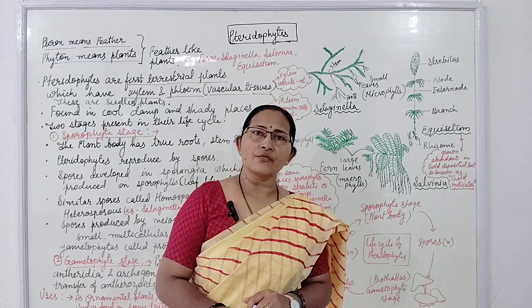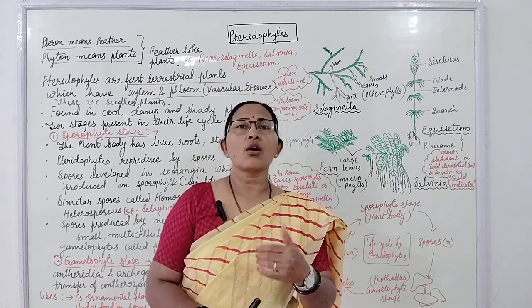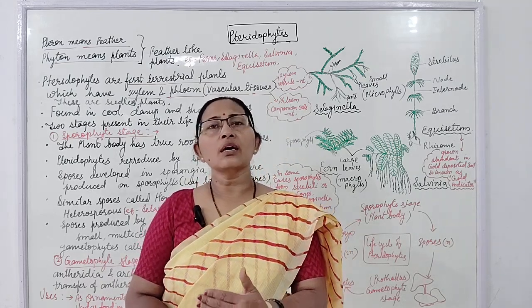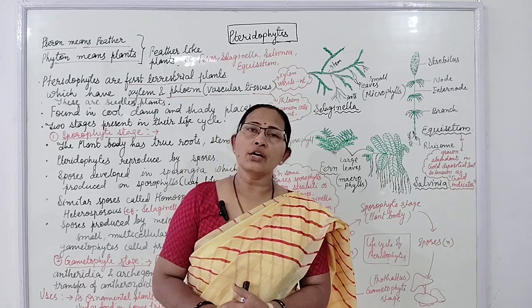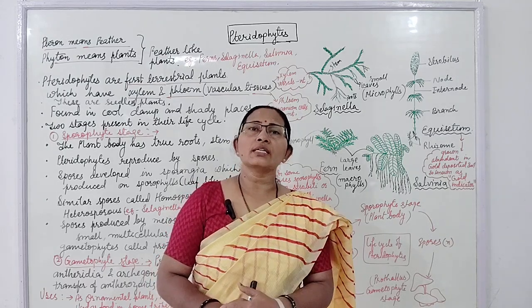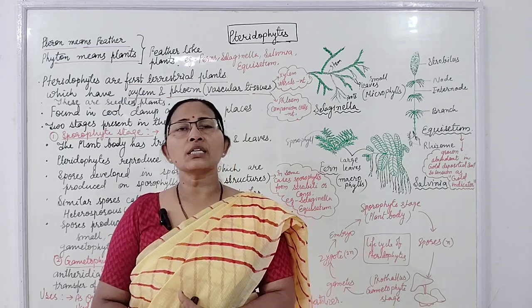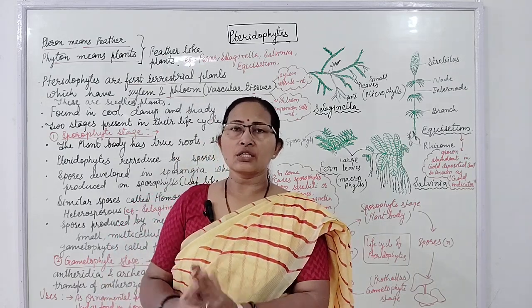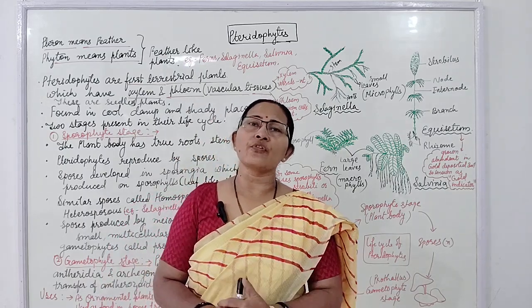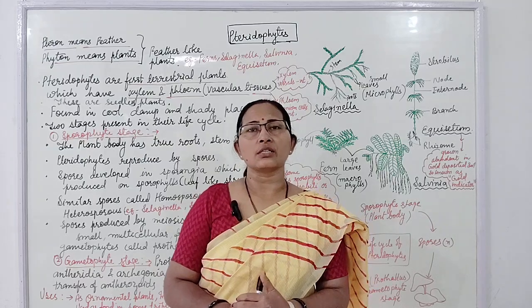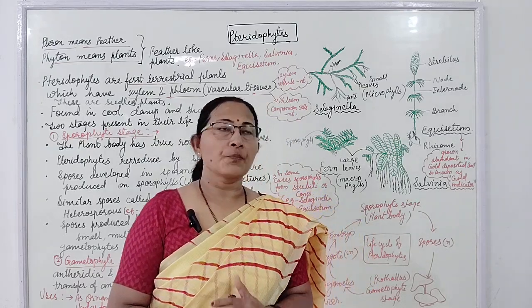Now come to some special features and stages found in the life cycle of pteridophytes. Pteridophytes have two stages in their life cycle. The dominant, long-lasting stage is the sporophyte stage, and the second stage is the gametophyte stage.